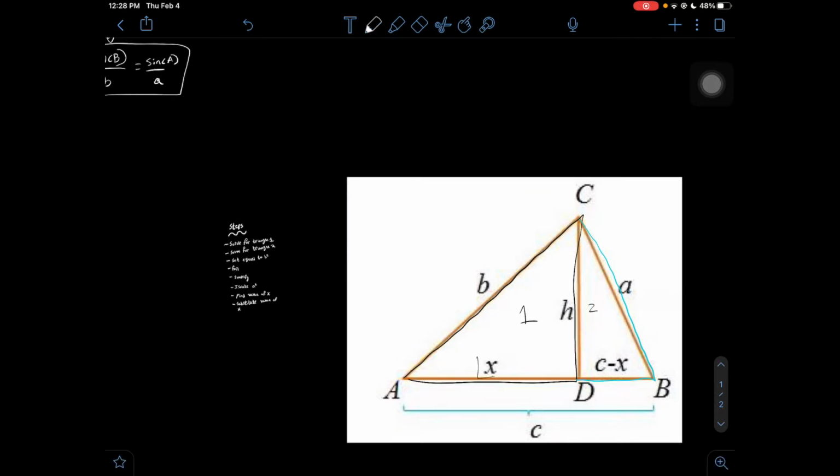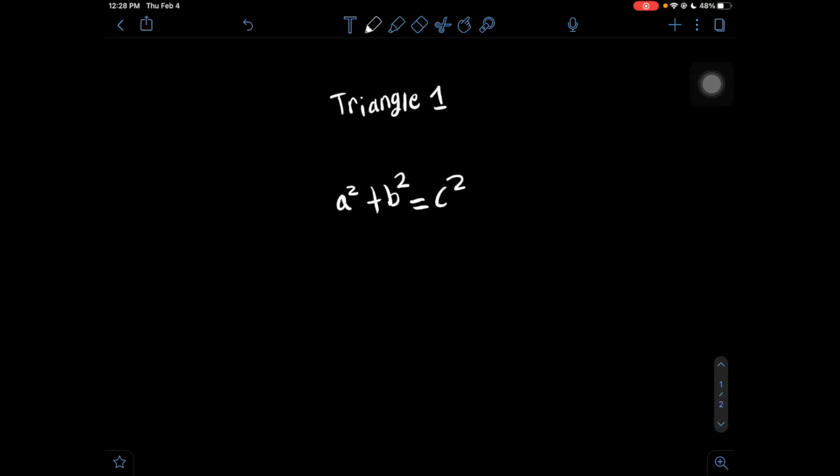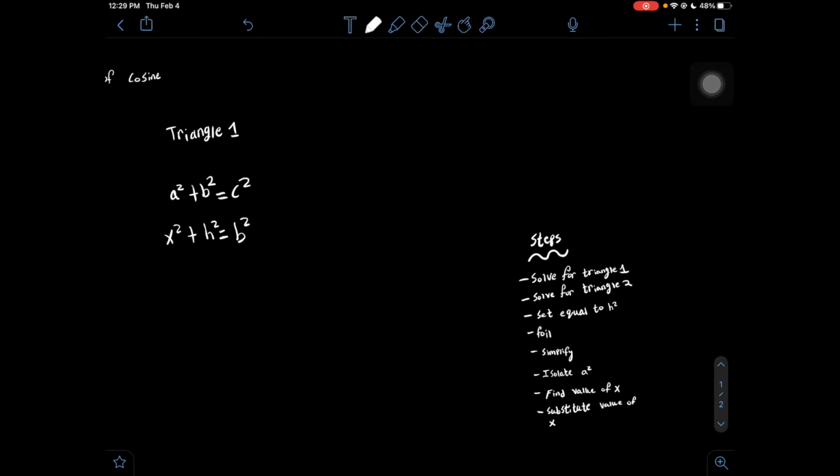So now that we are looking at triangle 1, we can see that we have an x value here. So this is our base. This is equal to a in terms of Pythagorean theorem. This is b and this is c. So we have x squared plus our b value h squared equals c squared, which was b squared. Now what we're going to do is, since we have it equal to b squared, let's go back to our steps.